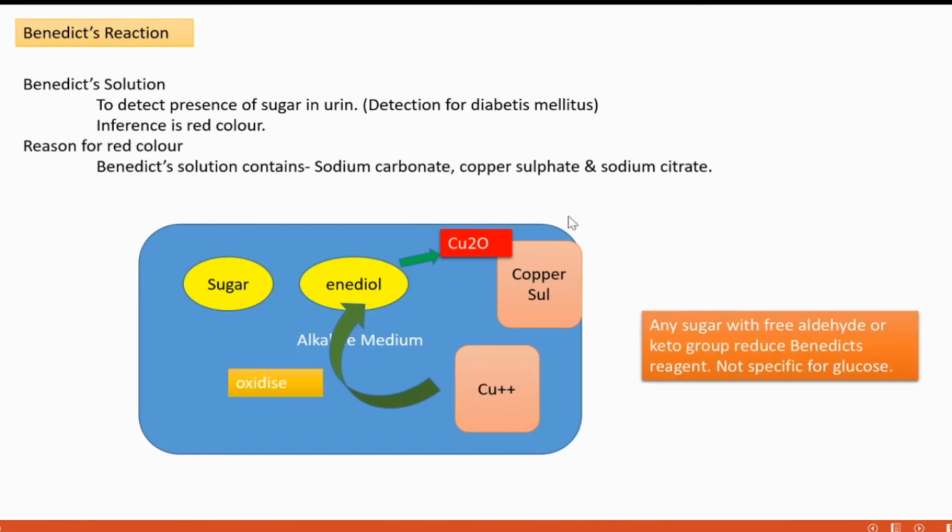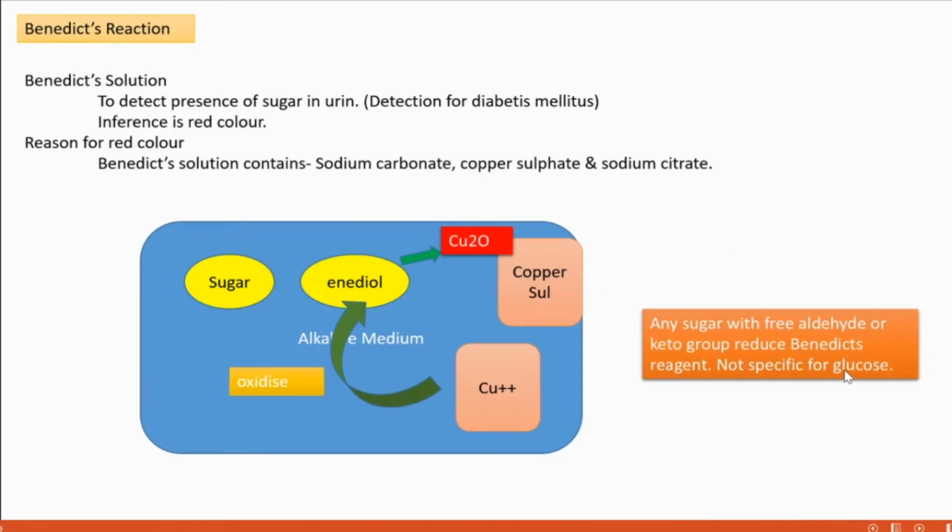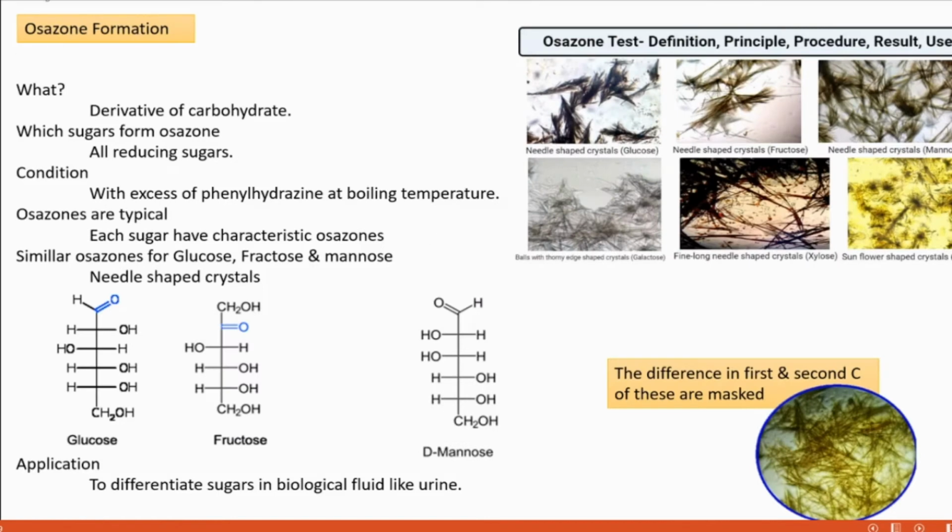And one more thing, this Benedict reaction, that reaction to give a red color, is not specific to glucose only. That reaction can be given by any sugar with a free aldehyde or keto group. So it's an underlying chemical property of sugar. Then osazone. What is osazone? Osazones are derivatives of carbohydrate. It's a compound derived from carbohydrate.